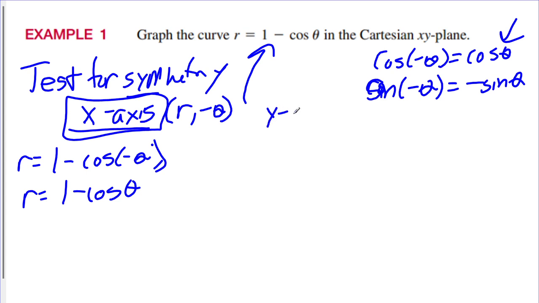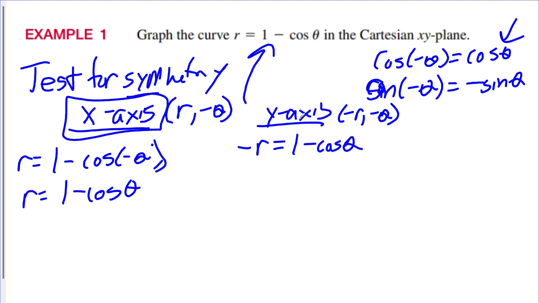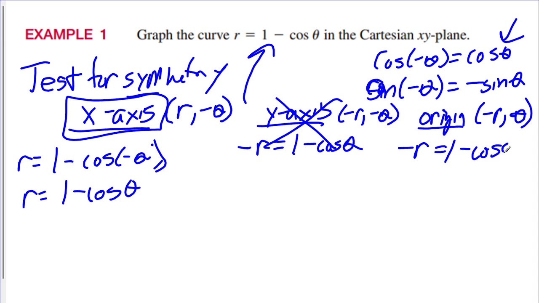The other two tests would be for y-axis symmetry. That's going to be (negative r, negative theta). If we plug that in, we get negative r equals 1 minus cosine theta. That's not the same, so we do not have y-axis symmetry. We can do the same thing for symmetry about the origin, which uses the test point (negative r, theta). Again, we get negative r equals 1 minus cosine theta, which is not the original equation, so we do not have symmetry about the origin.